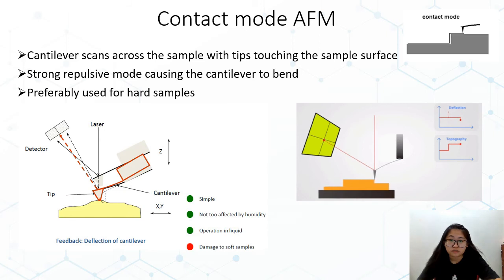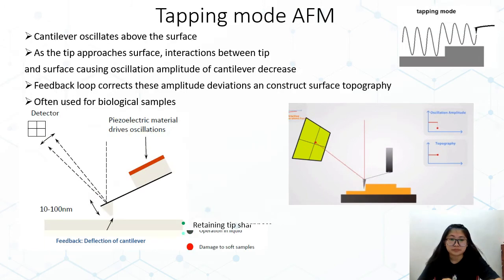The advantages of contact mode AFM are that it is simple and not too affected by humidity, and it is suitable for samples in liquid state. However, there is a disadvantage: it easily damages soft samples because the sharp tip will scratch the surface of the sample.